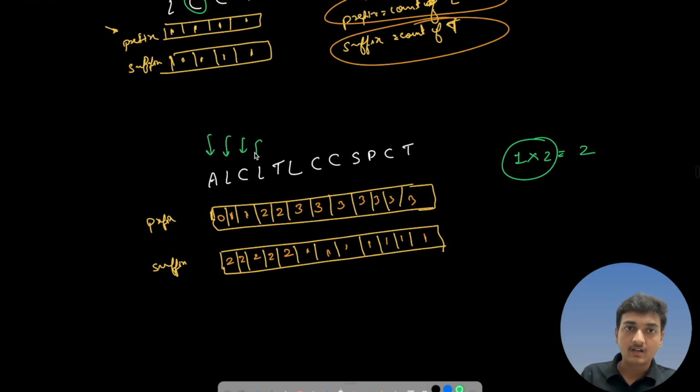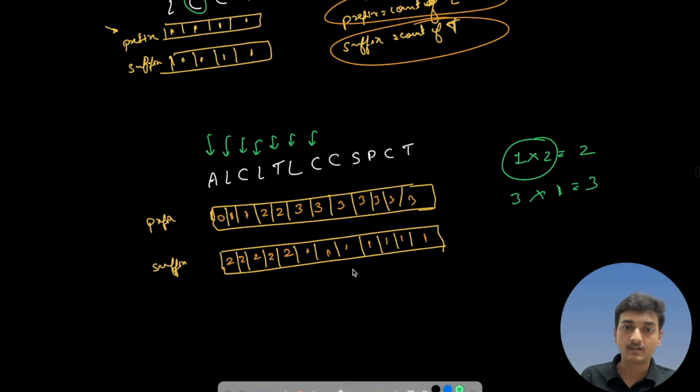Superb. Now is this a C? No. C? No. C? No. C? Yes, it is a C. I will ask the prefix array how many L's are there in the left side. It will tell me 3. Let me write 3. Then I will ask the suffix array how many T's are there in the right side. It will tell me only 1. So I will write the 1 here. Superb. Now let me add it. So it's giving me 3.